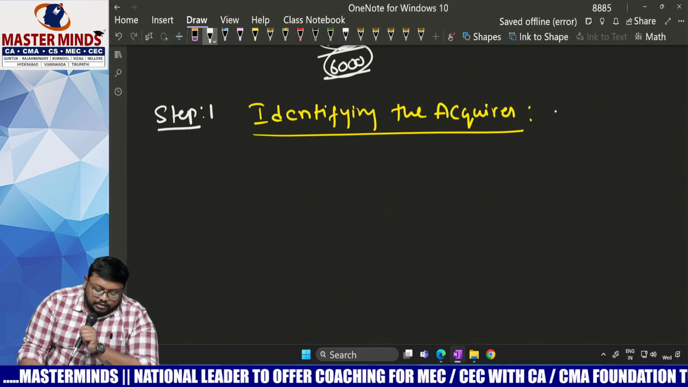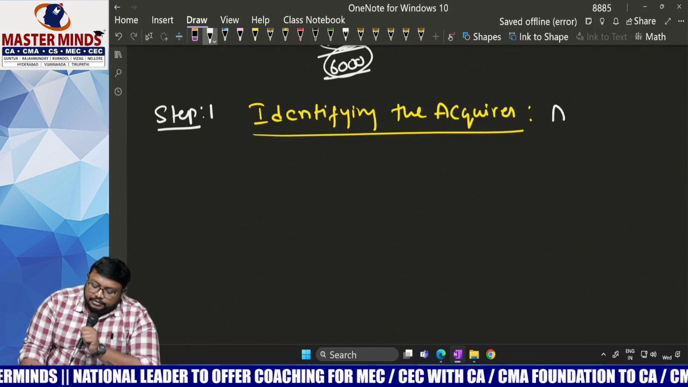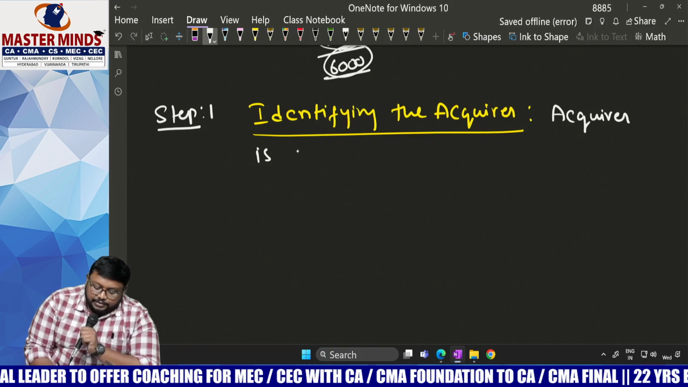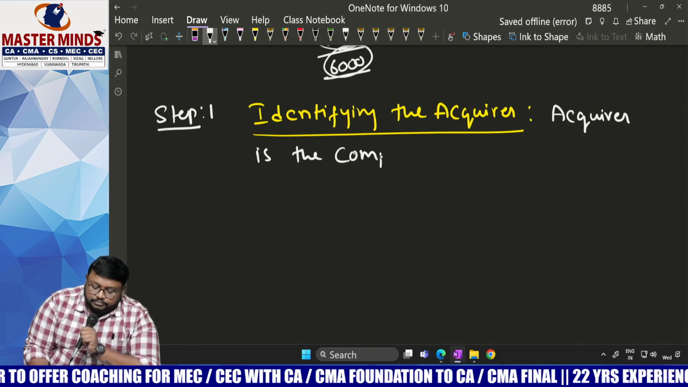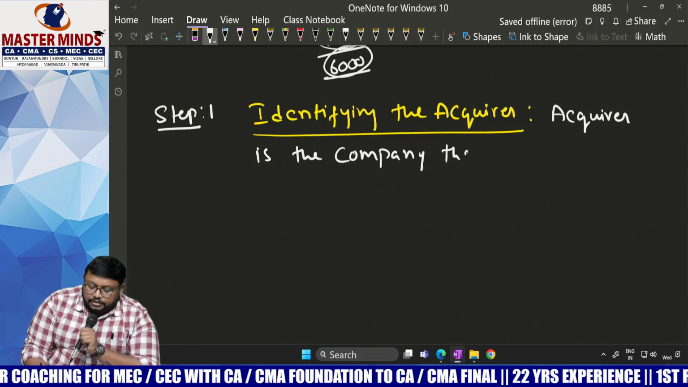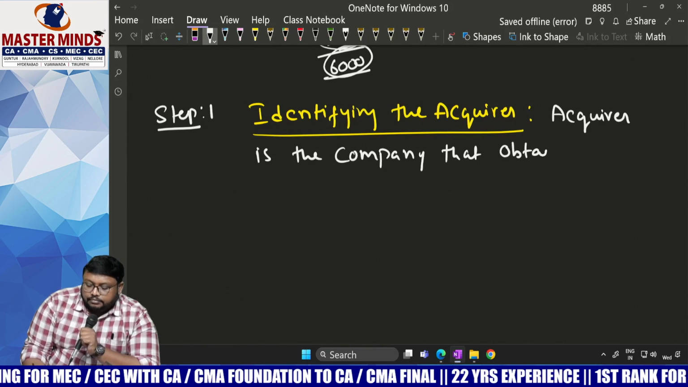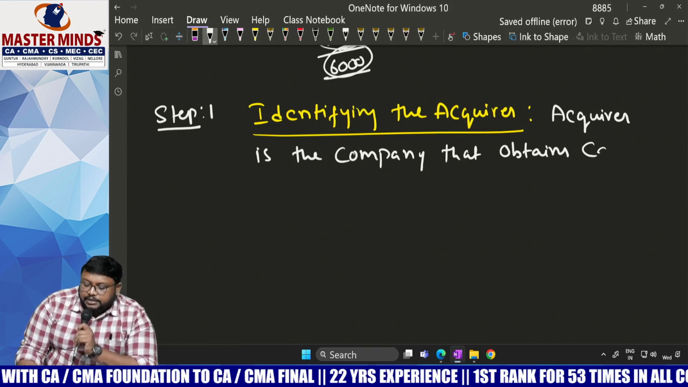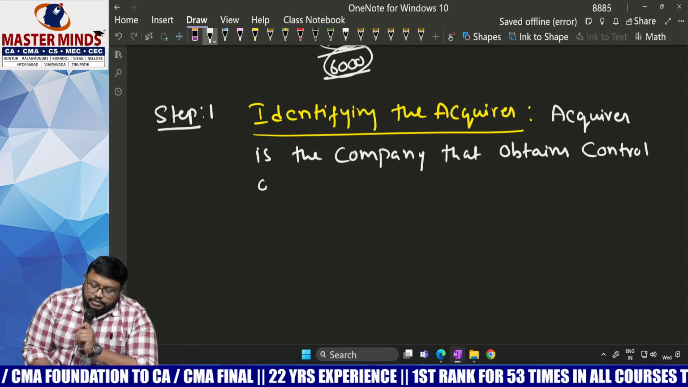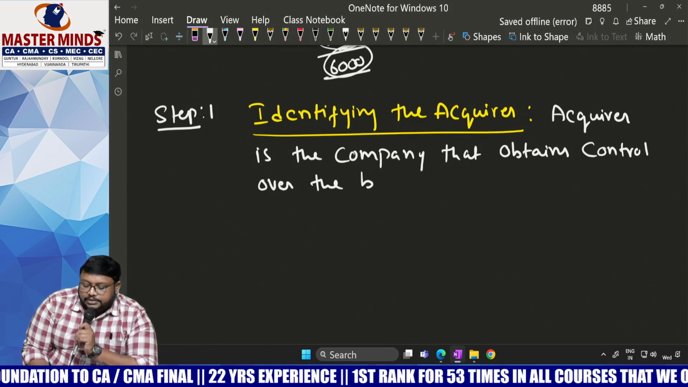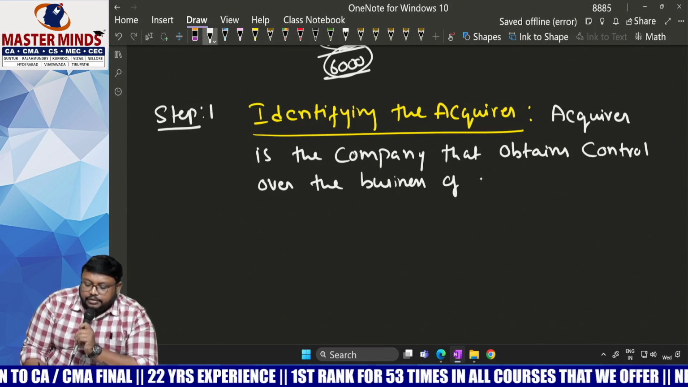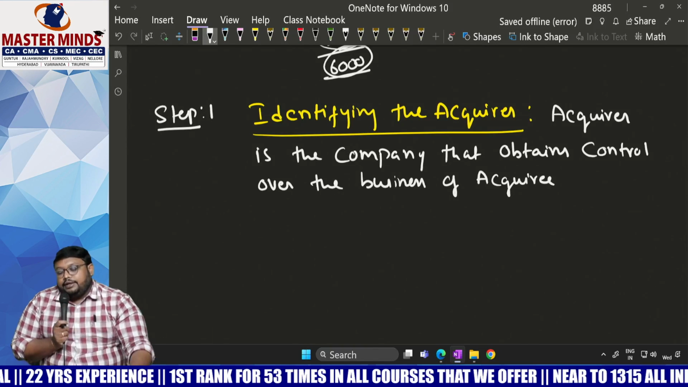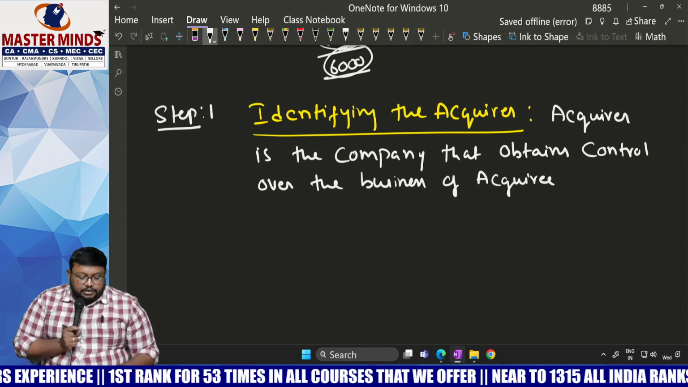First write down. Acquirer is the company that obtains control over the business of the acquiree company, or acquiree. So acquirer is the company that obtains control over the business of the acquiree company.